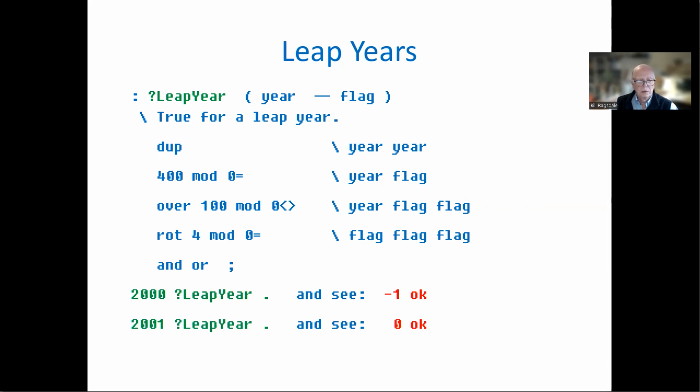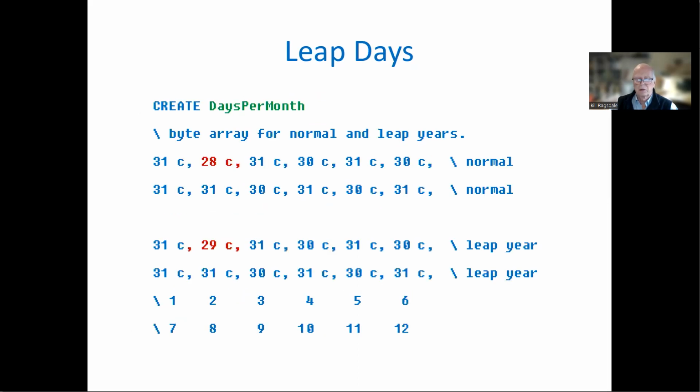We take 2000 and query that and say, is it a leap year? We get a -1, which is a true flag. We go to 2001, is that a leap year? No, it's not a leap year because we got a 0 result. To put this into some use now, we need to be able to locate the leap days.